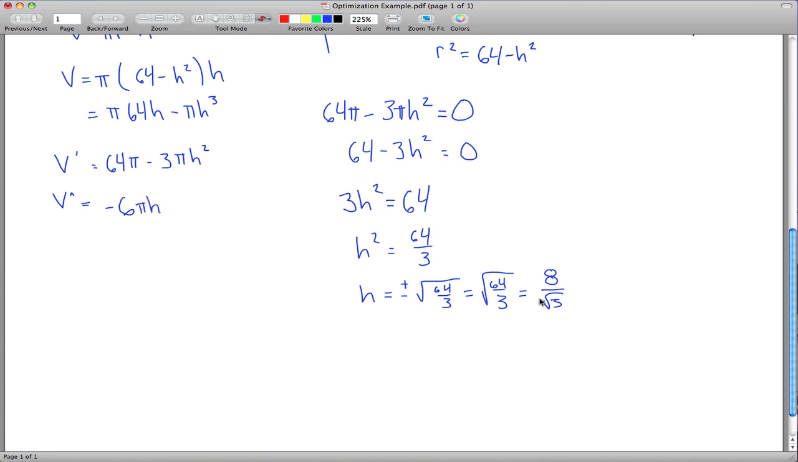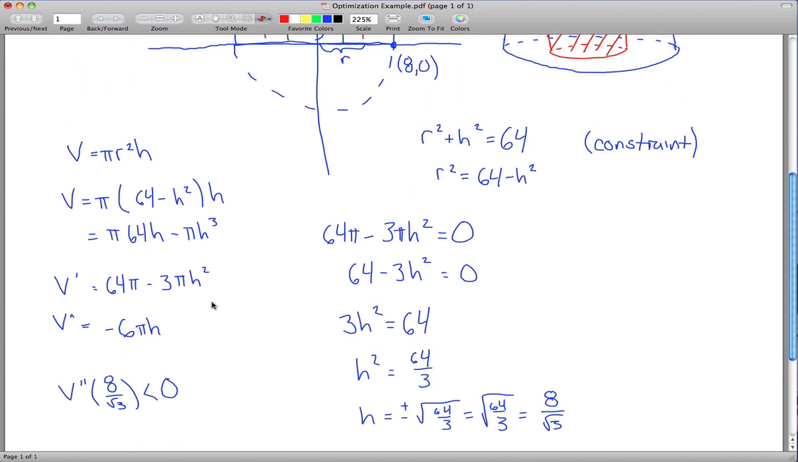And so if you stick in a positive number here for h, then you'll have a negative times a positive, which is a negative. So we got v double prime of 8 over root 3 is in fact less than 0, which tells us that it's concave down, meaning our critical point has a shape kind of like this, and it's a maximum. So in fact, this was the solution we were looking for.